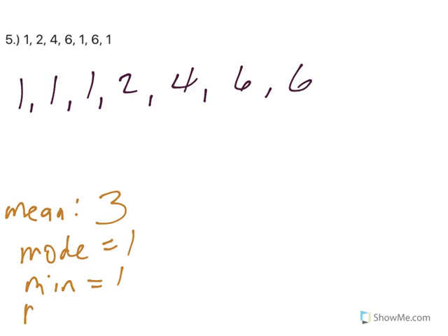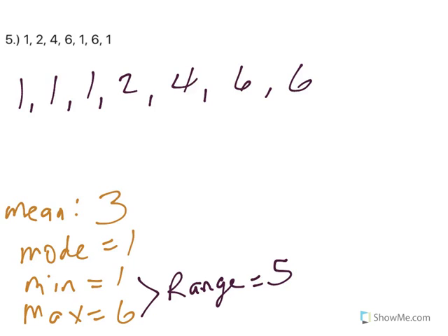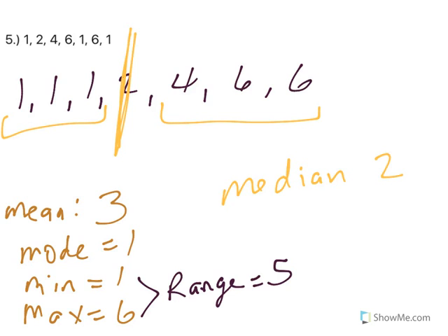1 is also my minimum number. My biggest number is 6. The difference between those is known as the range, and 6 minus 1 is 5. When I go to find my median, I chop through the middle number, which is 2. You see, when I do that, I have 3 numbers in front of the 2 and 3 numbers after the 2.